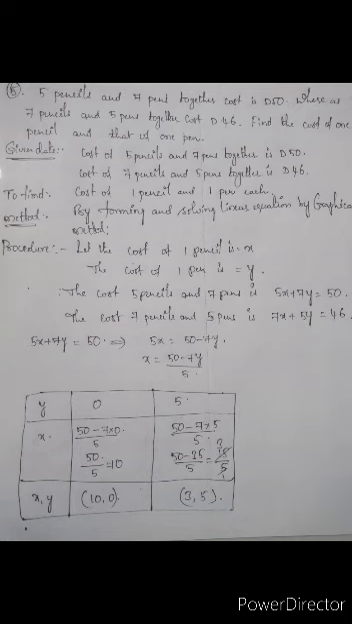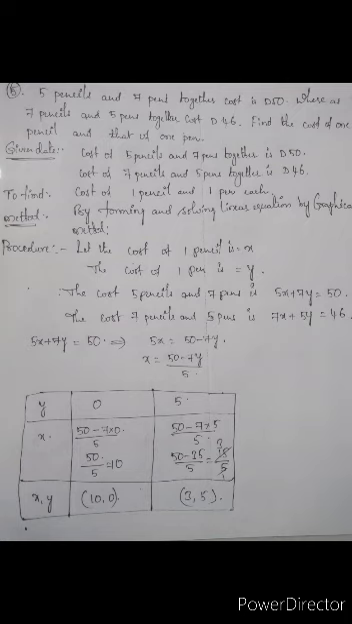Now the next question: 5 pencils and 7 pens together cost $50. Whereas 7 pencils and 5 pens together cost $46. Find the cost of one pencil and that of one pen. How to find? We are going to solve this by the graphical method.